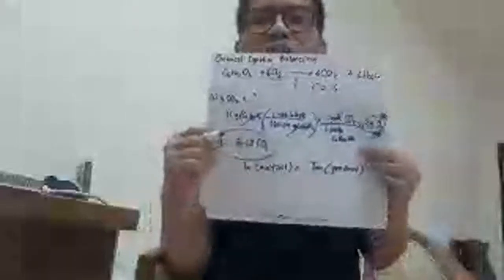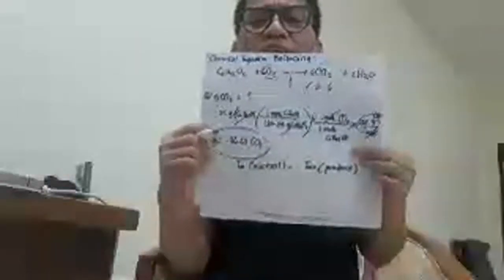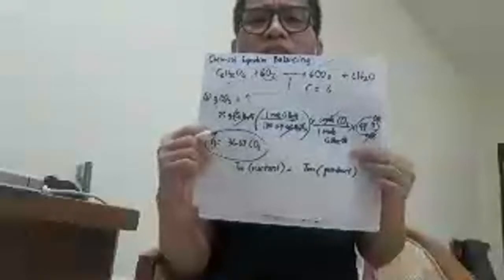Okay, our reactant is here, glucose plus oxygen gas. This is the final balanced chemical equation, right? So we need to get the total mass of reactant and the total mass of the product.